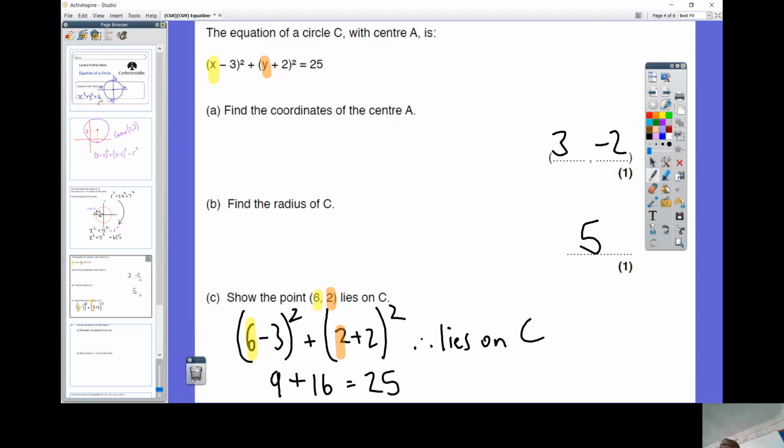If it said, prove that it's inside the circle, what would you want the number to be less than? 25. If it said, prove that it's outside the circle, just sub in and make sure you get more than 25.